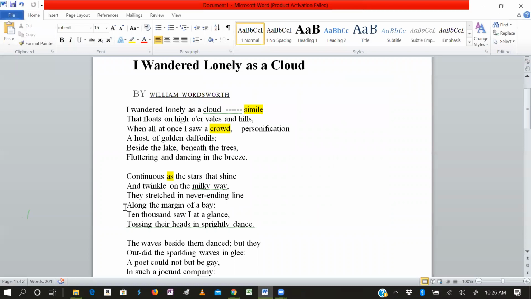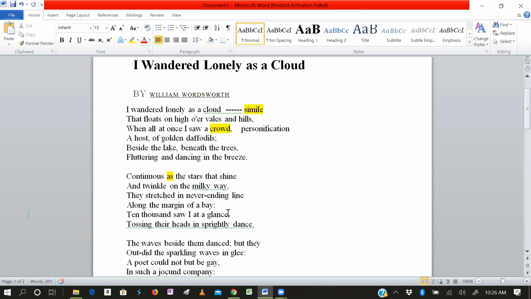Never-ending line, along the margin of a bay. Along the margin means the edge. A bay is a broad inlet of the sea, where the land curves. That is the place where they have grown up. Where they are being stretched along the margin of a bay, on the edge of some kind of land.